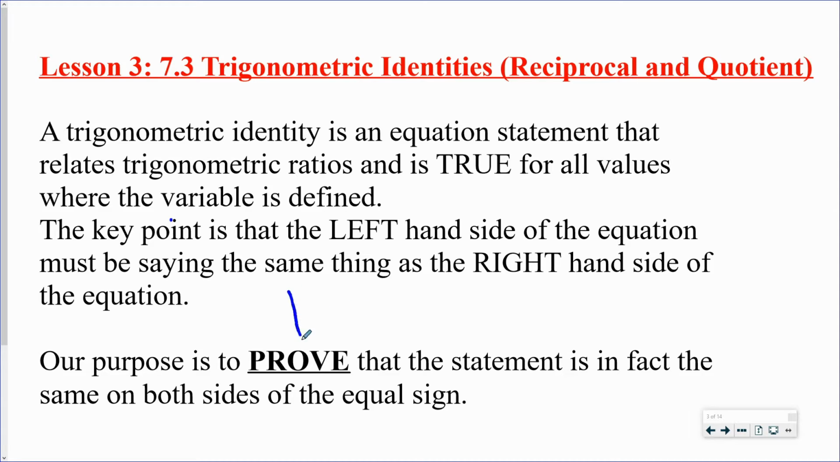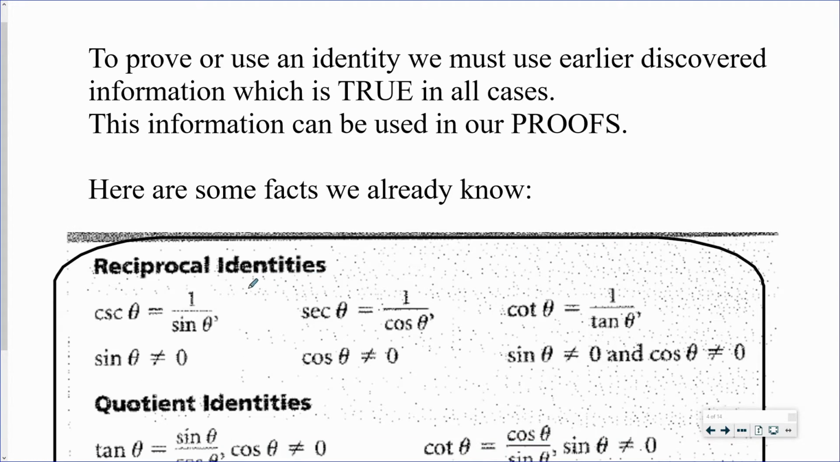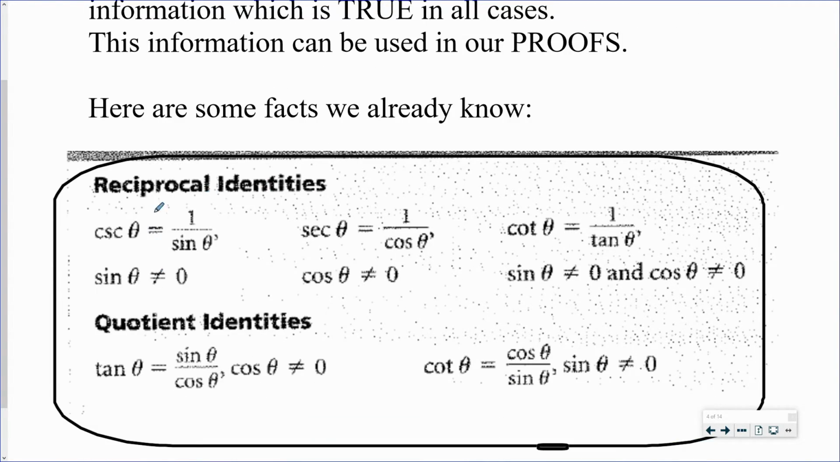You need to prove that by using your knowledge of trig identities, which I'll show you in a moment, so that you can get the same quantity on both sides. So what does this mean for us? In order to prove an identity, we're going to use what we call basic axioms that we assume to be true all the time. These are facts you already know, the reciprocal identities: cosecant is 1 over sine theta, secant is 1 over cos, and cotangent is 1 over tan. You're going to assume these are always true. So that's good news.